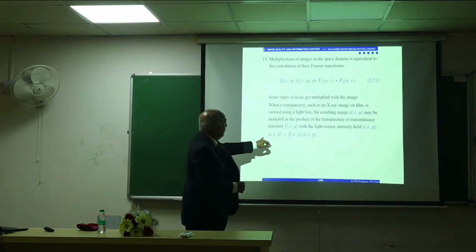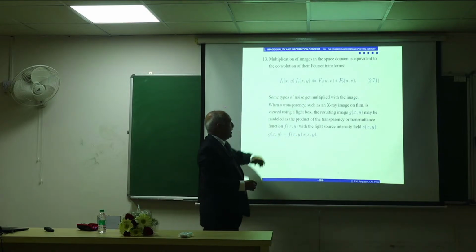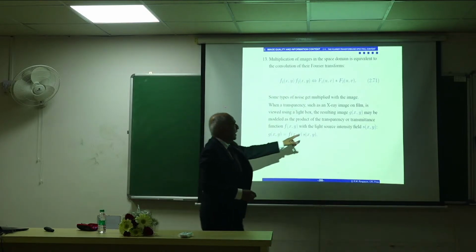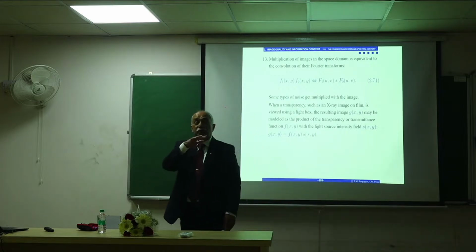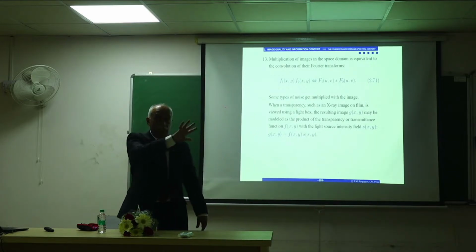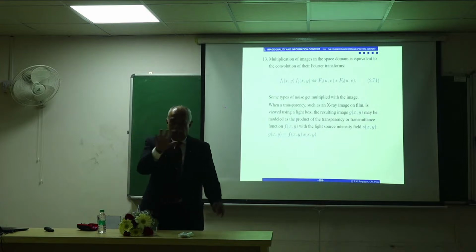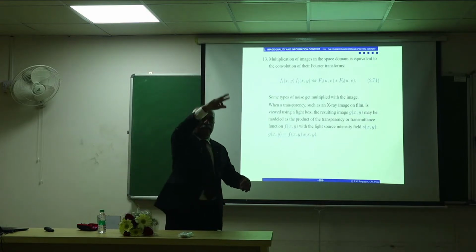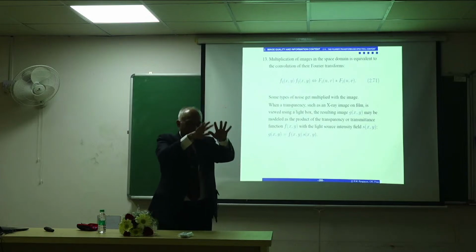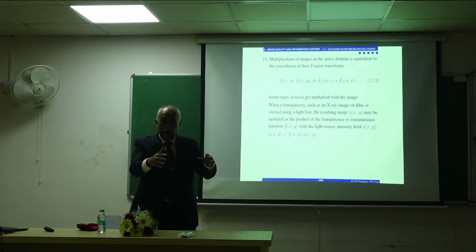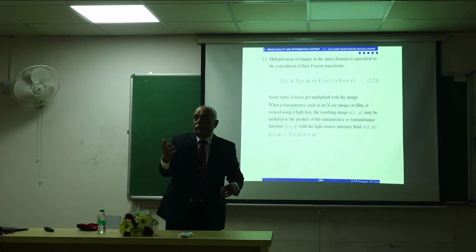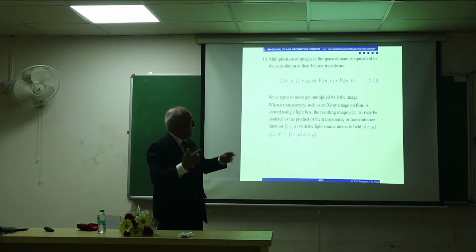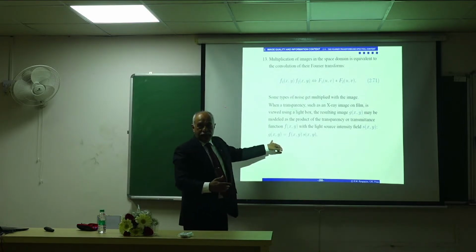So g(x,y) is f(x,y) times s(x,y). s is the light source intensity field. Normally we assume s(x,y), the light, to be uniform, in which case there is no problem. But typically around the edges, around the periphery, there could be some reduction in light intensity, or there could be some other modulation. If that happens, then your image is distorted.